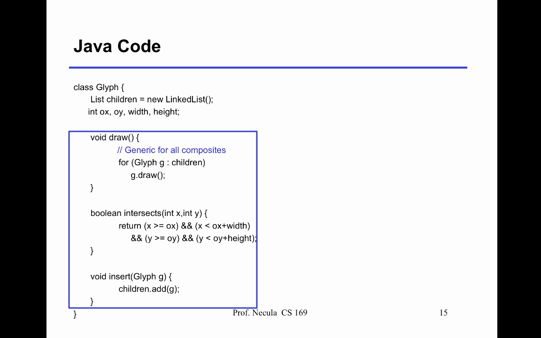And then inserting a glyph, this is useful for the composite glyphs to add more glyphs to the children, to the list of glyphs. Okay? Any questions about this? Boringly simple code. Okay, good.